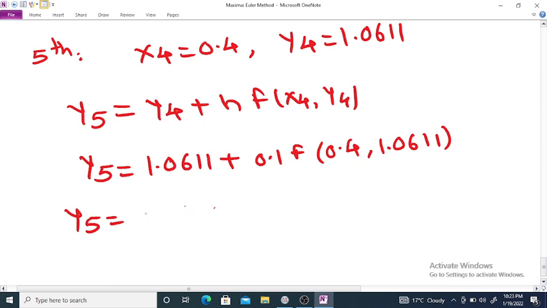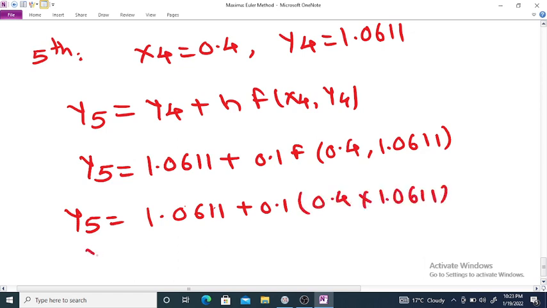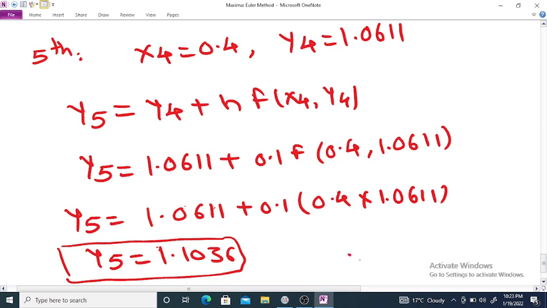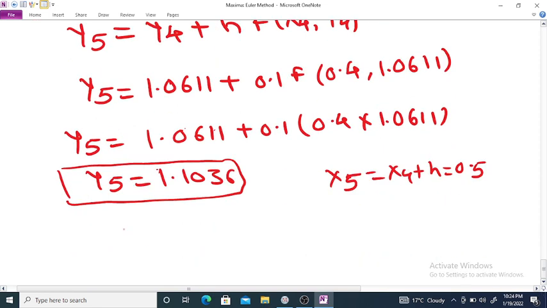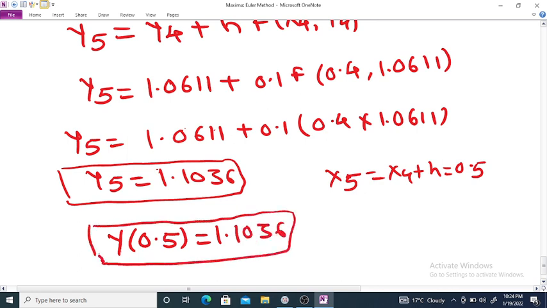If you substitute this, f of x, y is x into y, it is given. So 1.0611 plus 0.1 into 0.4 into 1.0611, we get y5 equal to 1.1036. This is the value of y5 at x5, where x5 is equal to x4 plus h, so it is 0.5. Hence, by using the Euler method, y of 0.5 is equal to 1.1036. This is again an approximate solution, not an exact solution.